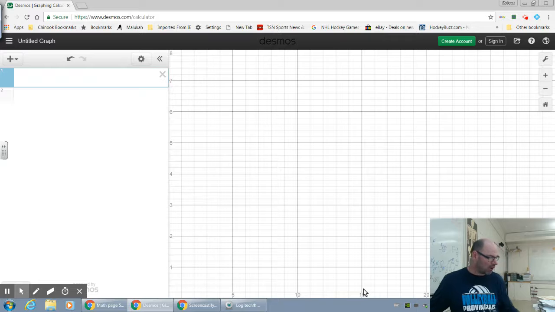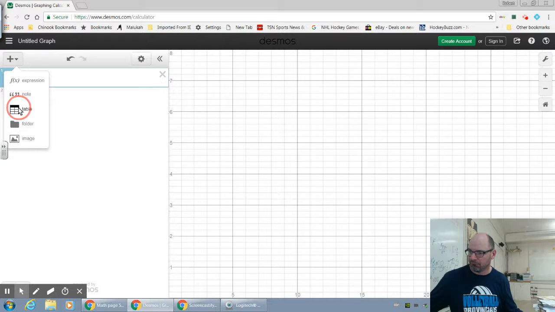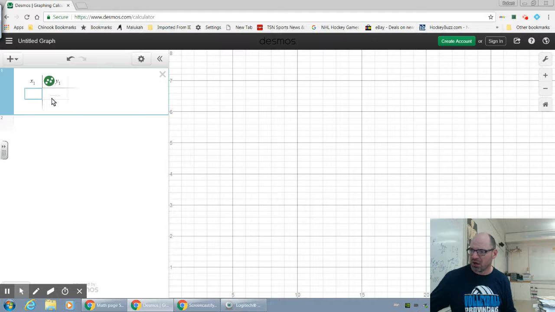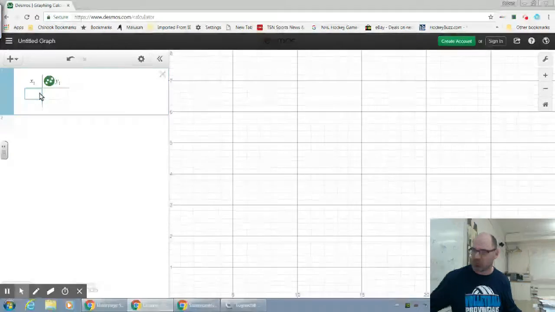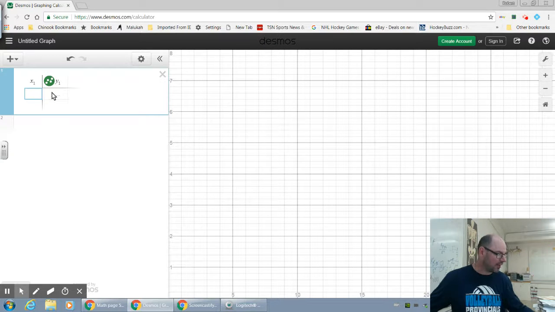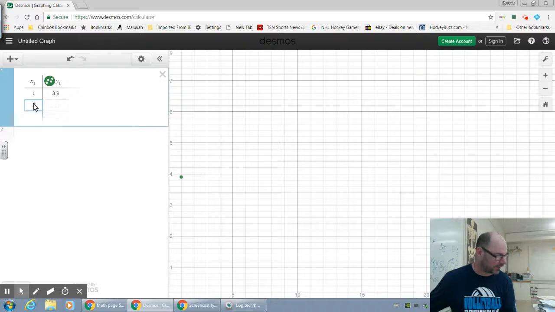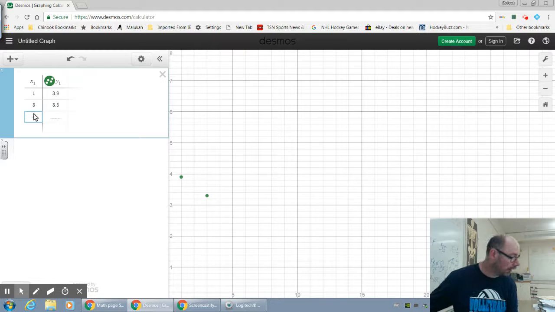Now, the first step always with Desmos, after you've figured out your window, is to click up over here to add an item, and you want to add a table. Now we have an X1 and a Y1 scatter plot table. The X's are going to be the years after, all the way down to 28, and the Y's are going to be the rates of birth. I'm going to plug one in, 1 and 3.9. Then the next one on the table is 3 and 3.3. Then I have 4 and 3.4.